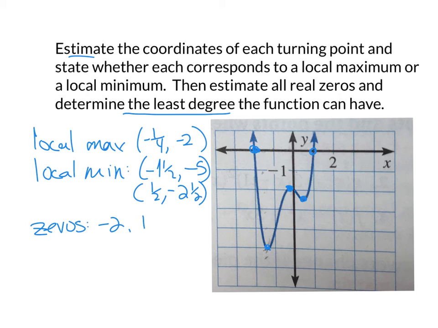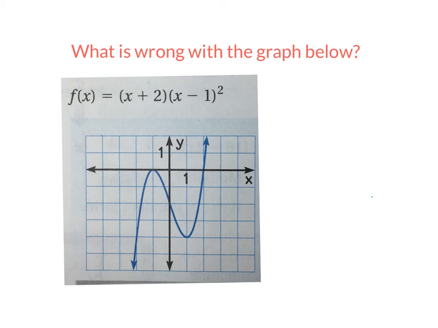First of all, I know it's even because it's going up. It also has 3 turning points. Remember, the turning points are 1 less than your degree. So I'm going to say the least degree it could have is degree 4 because it's even for sure. 3 turning points, 2 zeros is fine. So we're good there. What's wrong with the graph down here?